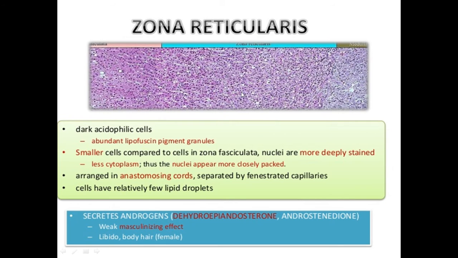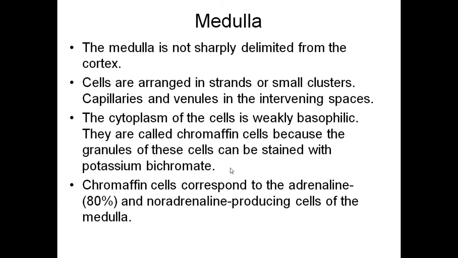The arrangement of the cell is in the reticular form, so the crisscross branching pattern could easily be visualized on H&E staining at low as well as higher magnification. It contains a very small population of fat droplets in their cytoplasm. They are responsible for secreting androgens, and the weak effect of these androgens is a weak masculinizing effect and hair growth in the female.